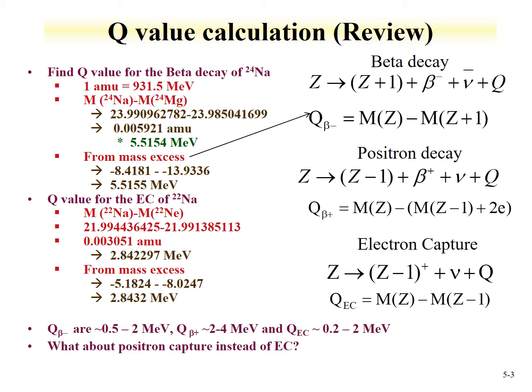We can also do the same thing for electron capture of sodium-22. And if we see here, the electron capture is just, again, the difference between the parent and the daughter. And we see that here. And then for positron decay, which we're not going to give an example of, but we've given an example earlier for the Q value, we need to include 2 electron masses.